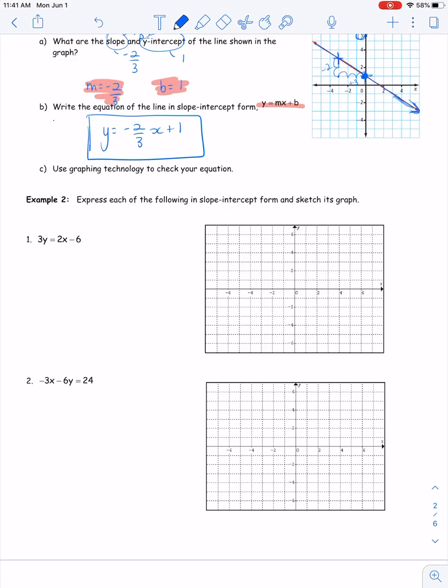Use graphing technology to check your equation. We have used our graphing calculator before. I will post some videos to show you how to review how to do that, okay?